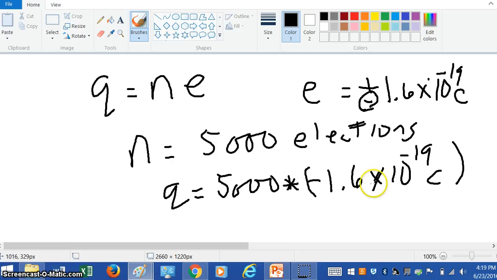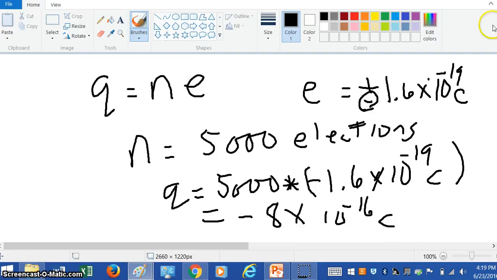So the value that I get when I do this calculation is, let's see, what did I get in my calculator? Here it is: negative 8 times 10 to the minus 16th coulombs. All right, so there's our first example.